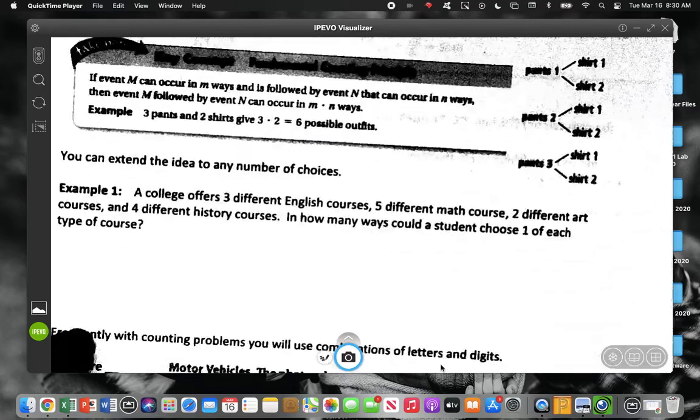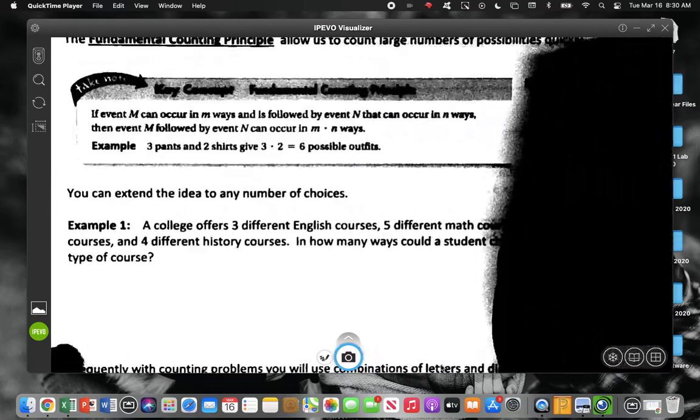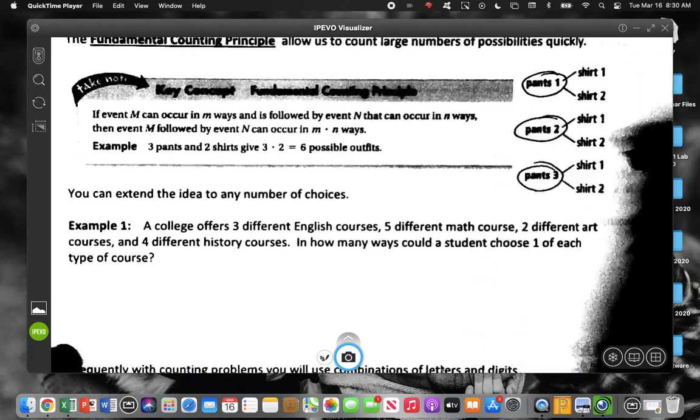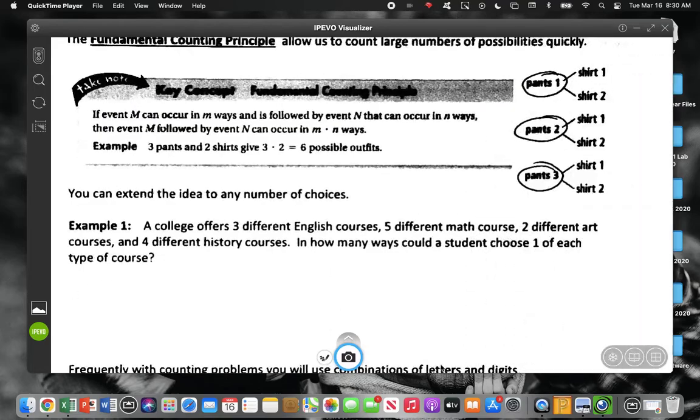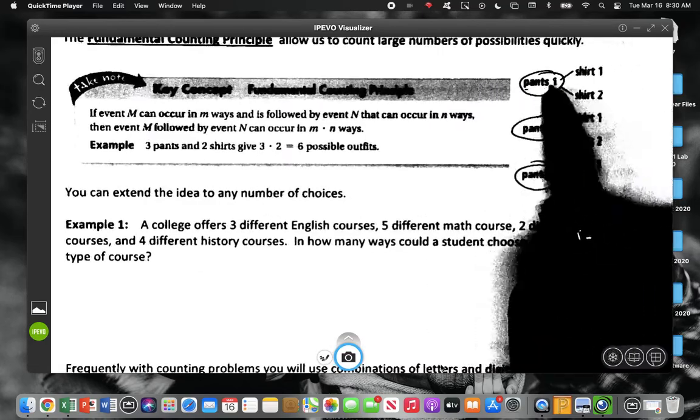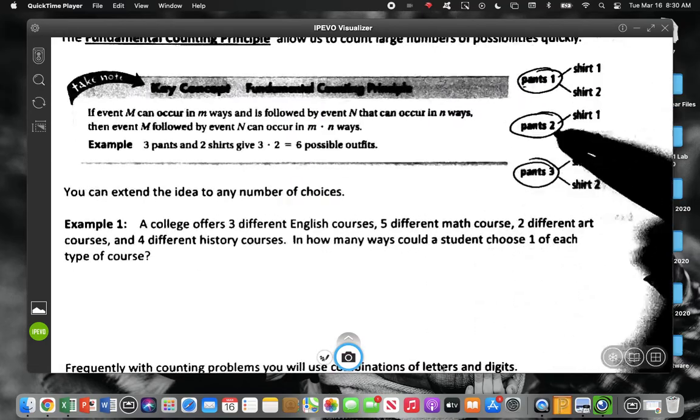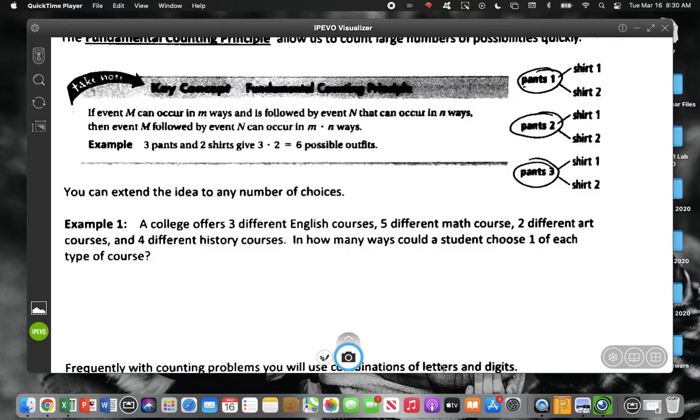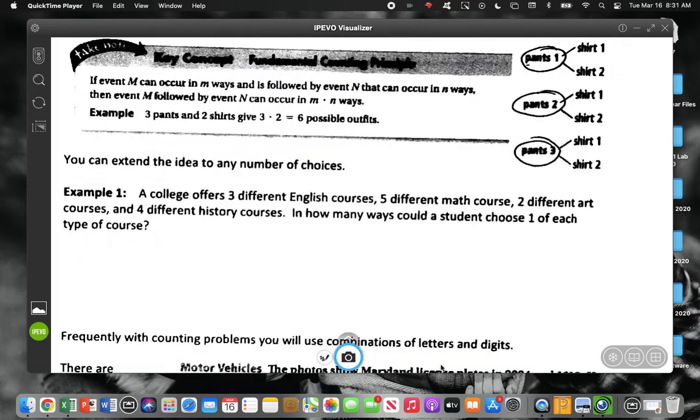And if you see over to the right-hand side, it does tell you, if you're looking right here, the first thing that you have to decide from is you have three options for pants. And then if you choose the first option for pants, you then have two options for shirts, the same thing there. So it tells you six possible outfits. And so whenever you have, however many combinations you have, you're simply just going to multiply those. So this actually can work for multiple things.